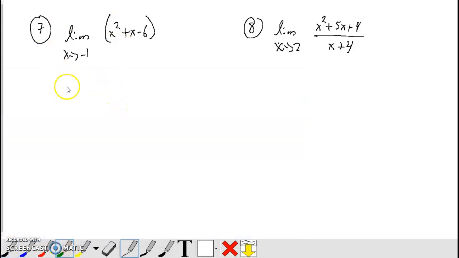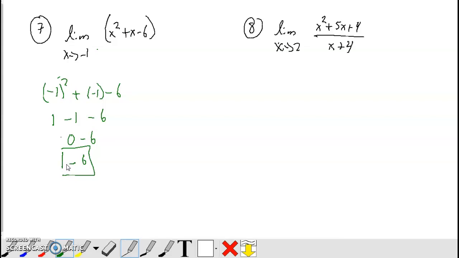All right. So looking at number 7, I'm going to plug in. So this will be negative 1 squared plus negative 1 minus 6. So negative 1 squared is 1, minus 1 minus 6. So 1 minus 1 is 0. 0 minus 6 is negative 6.